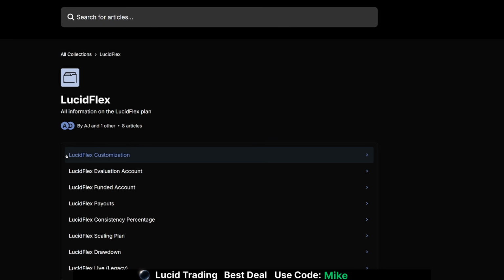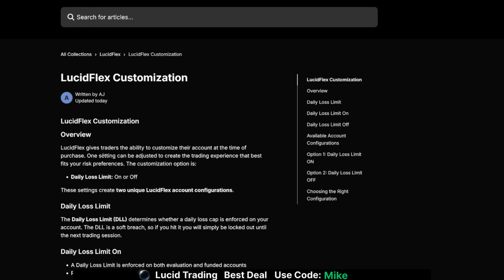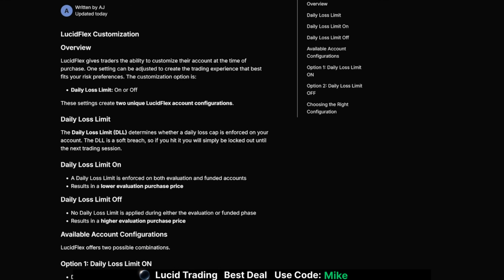However, if you look right here at the very, very tippy top, Lucid Flex customizations, we go ahead and look at this. Lucid Flex gives traders the ability to customize their account at the time of purchase. One setting can be adjusted to create the trading experience that best fits your risk parameters. The customization option is daily loss limit on or off, which we just talked about. Now, with the daily loss limit turned on, a daily loss limit is enforced on both evaluation and once you're in the funded accounts. It says that when you have the daily loss limit turned on, traders will actually end up purchasing less evaluations because you know what? You're not going to be able to blow that account up in 1 single day.